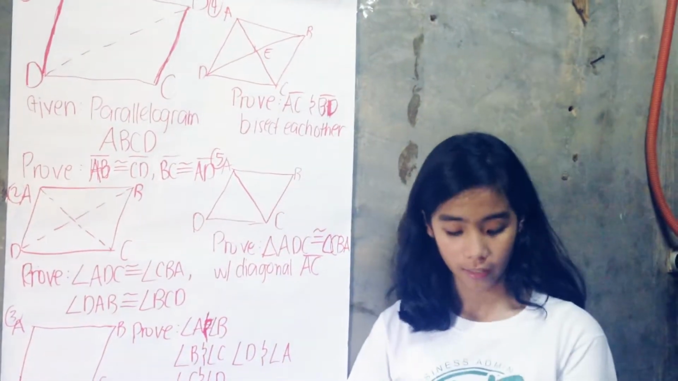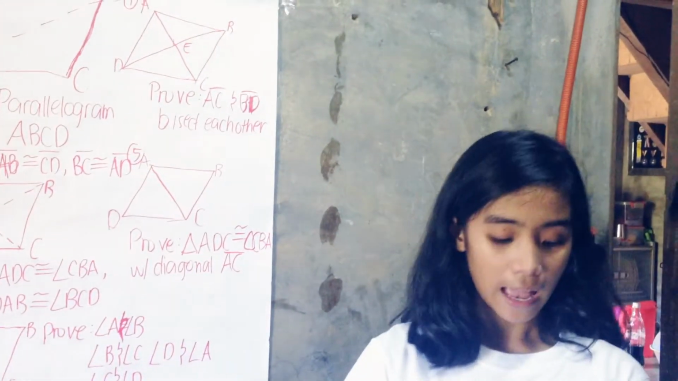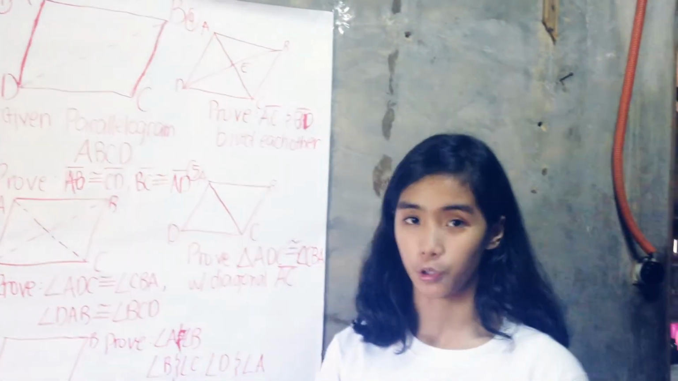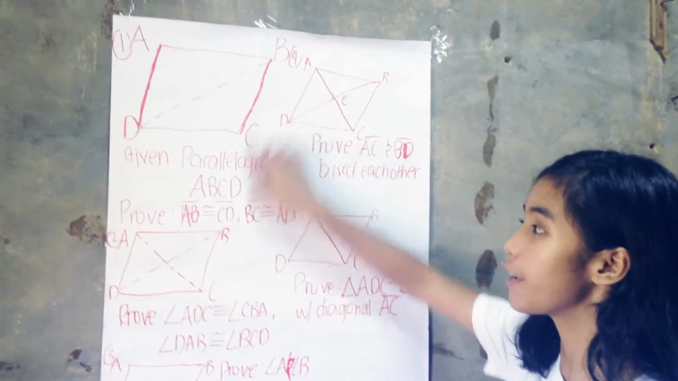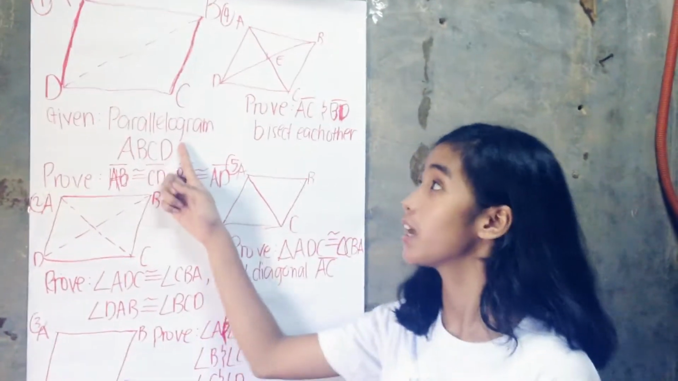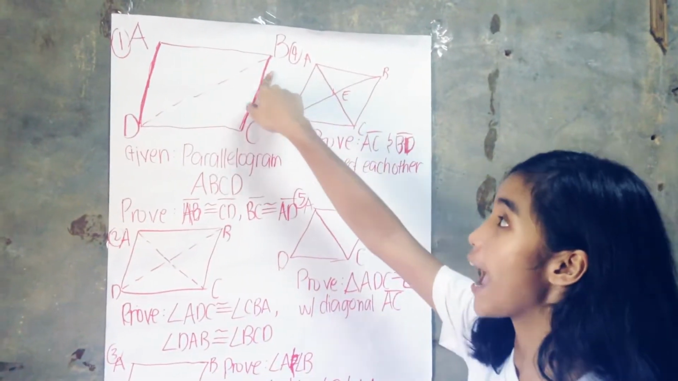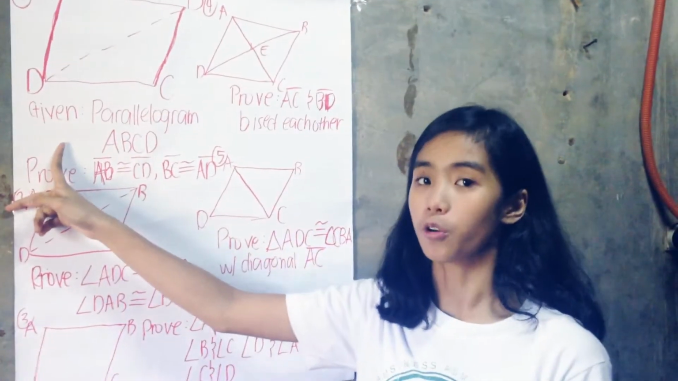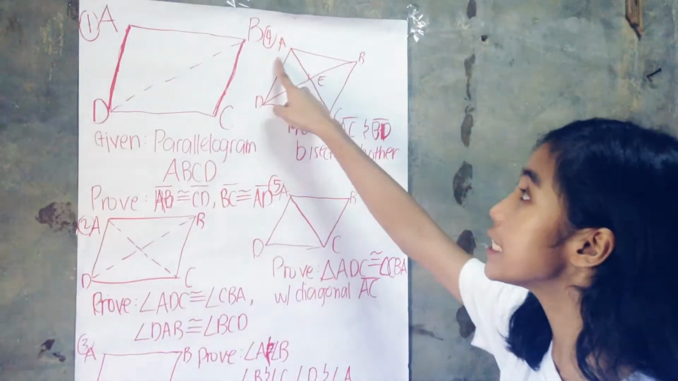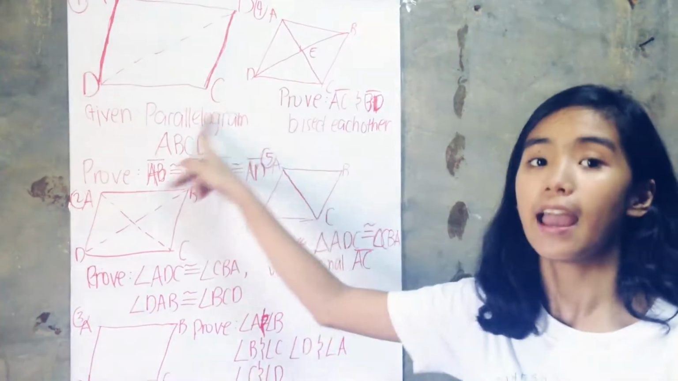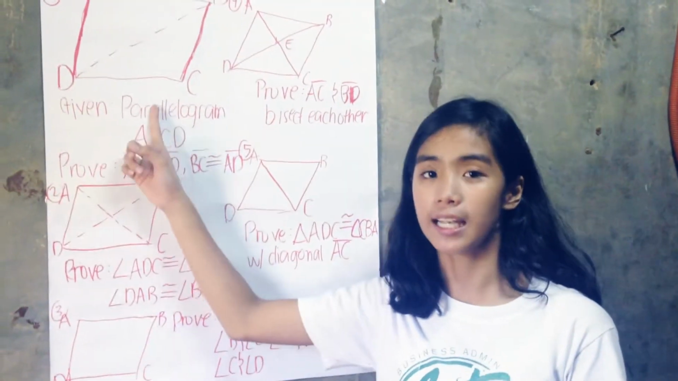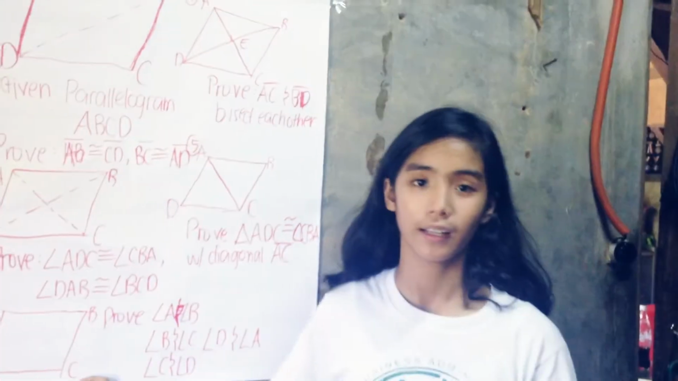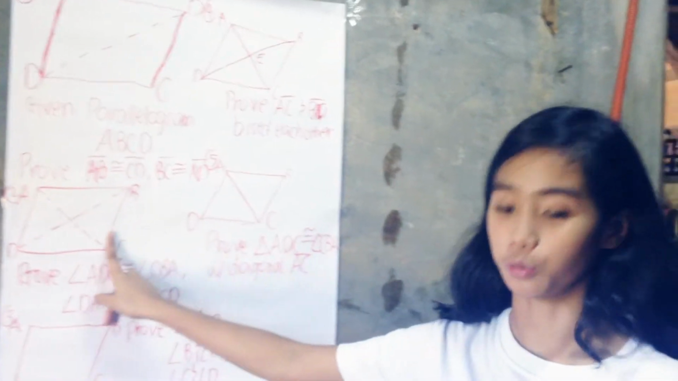Parallelogram property 1. In a parallelogram, any two opposite sides are congruent. In the given parallelogram ABCD, the opposite sides are side AB and side CD, so they are congruent. The other opposite sides are side BC and side AD. Obviously, they are congruent.